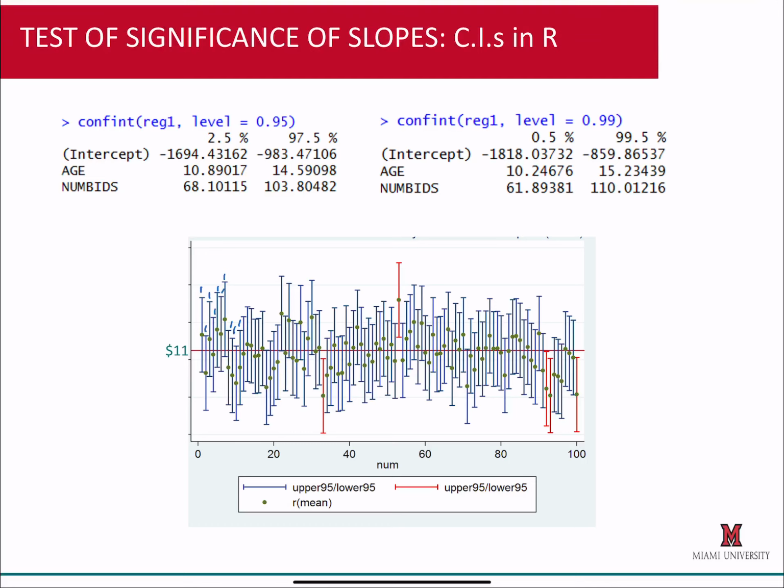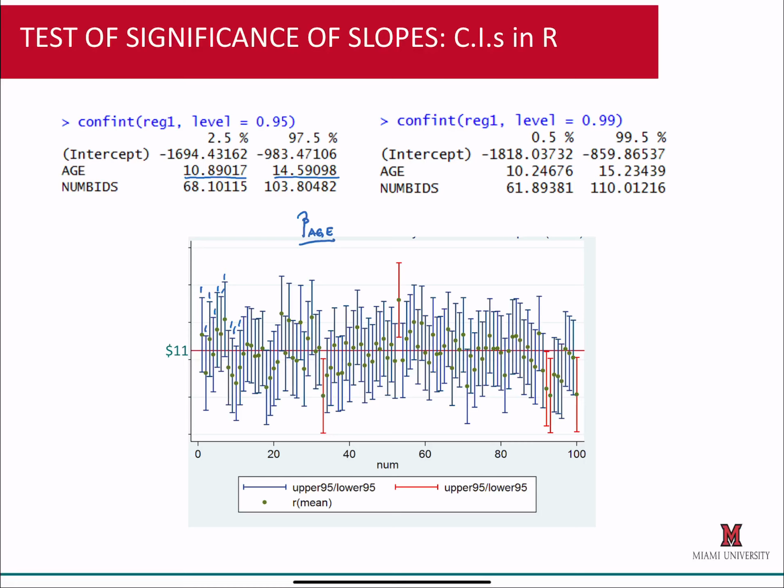So what does it mean that, let's say for the variable age, the confidence interval on the slope is such that we are 95% confident that the slope is between 10.89 and 14.59? Does it mean that the slope is going to be there 95% of the time? And the answer is no. That's not what it means. Because the true slope, beta of age, doesn't change. That is the true slope of the relationship between price and age of the clock.